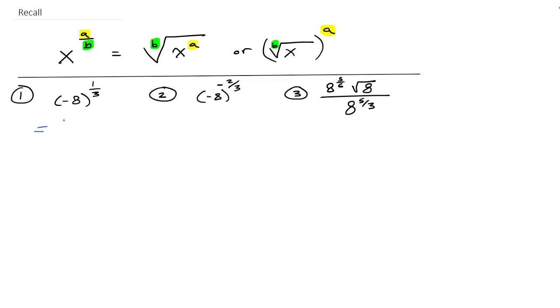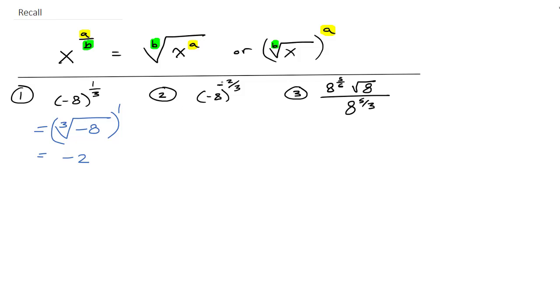If I have something like negative 8 to the 1/3, that means the third root of negative 8 to the power of 1. So we don't have to worry about that. You could write it like this, to the power of 1, but it doesn't matter, because it's just going to be whatever the value is. So the third root of negative 8 would be negative 2, because negative 2 times negative 2 times negative 2 gives you negative 8.